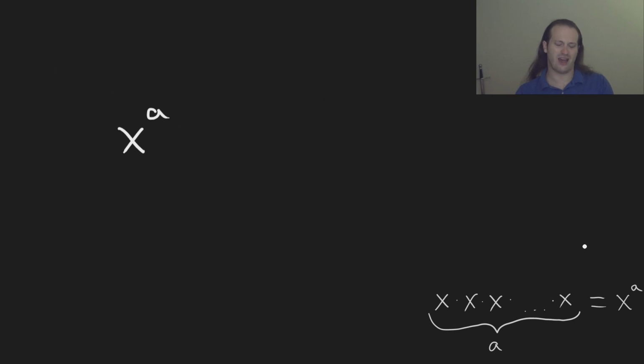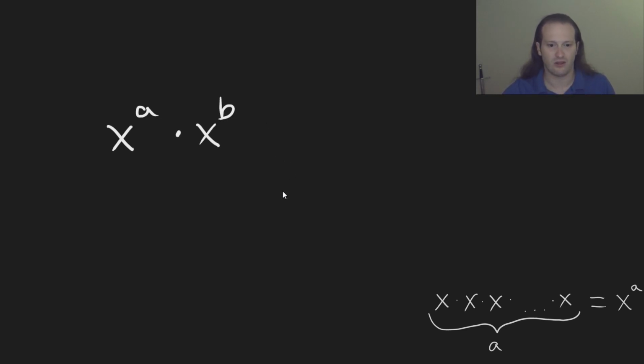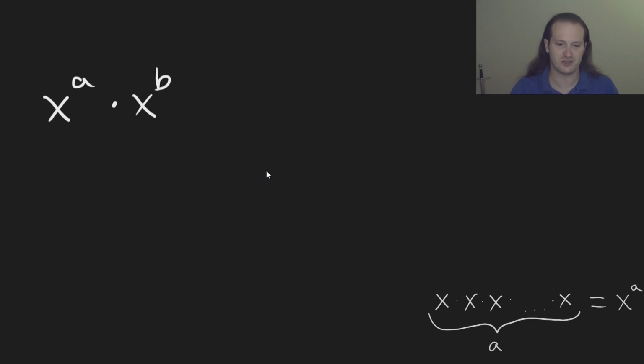If we have a string of x's multiplied together a certain amount of times, and then we have it being multiplied by that same variable raised to a different amount, or the same. A and B could be the same, but they can be different. A certain other amount of times we can multiply that thing by itself. That's the same thing as x to the a plus b.